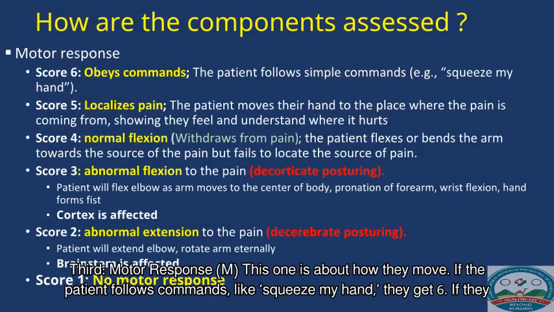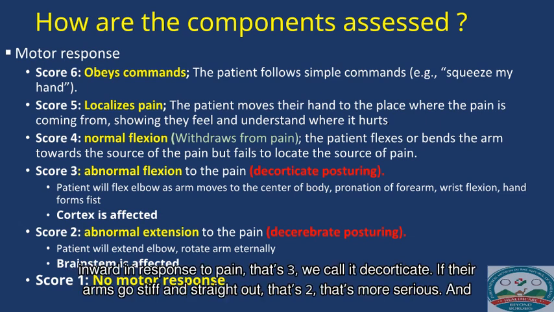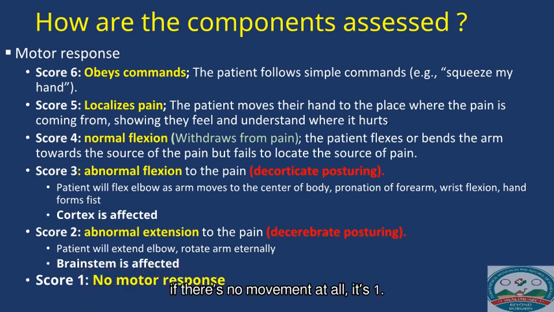Third, motor response, M. This one is about how they move. If the patient follows commands, like squeeze my hand, they get 6. If they push your hand away when you press a painful spot, that's 5. If they just pull away from pain, but not directed, give 4. If their arms bend inward in response to pain, that's 3, we call it decorticate. If their arms go stiff and straight out, that's 2, that's more serious. And if there's no movement at all, it's 1.